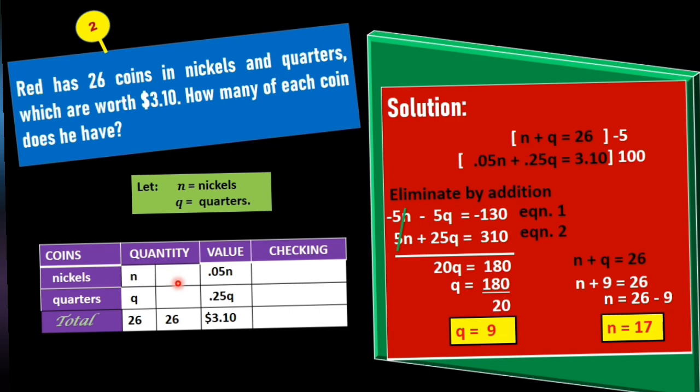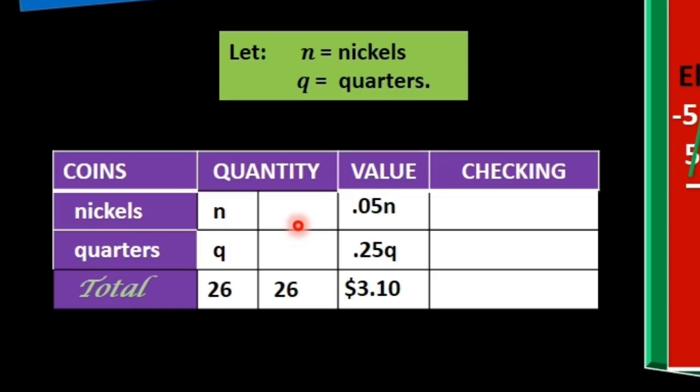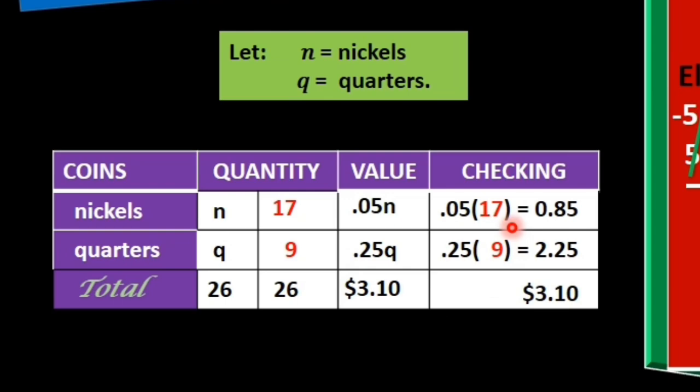So to the question, how many of each coin does he have? So there are 17 nickels and 9 quarters. So these are the checking. Substitute the value here in this variable. So these are the answers. And the total of this is $3.10.